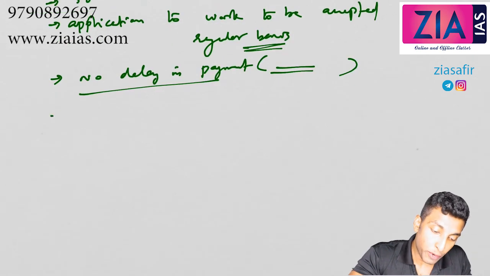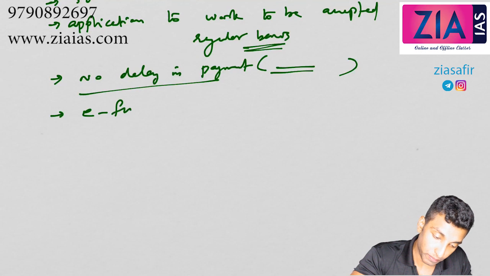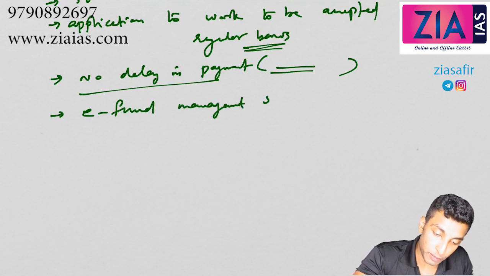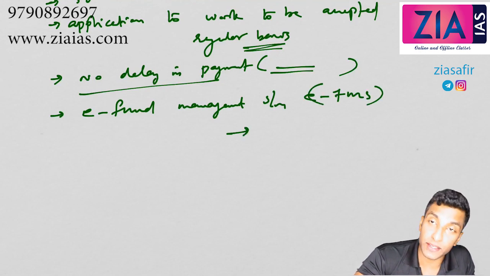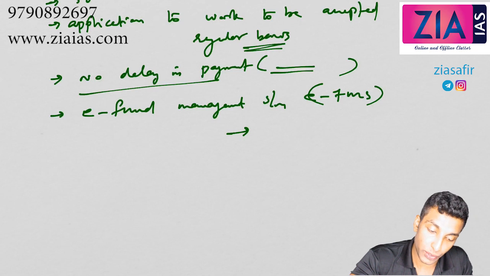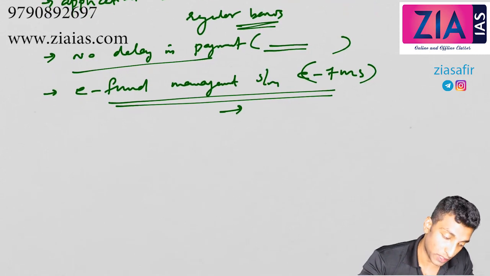Then I've told you about inappropriate management of funds at the block level. So here, the e-fund management system, EFMS, for centralized pooling of funds. Okay, so here there will be centralized pooling of funds so that that problem could be solved.